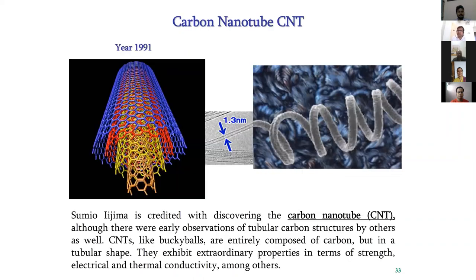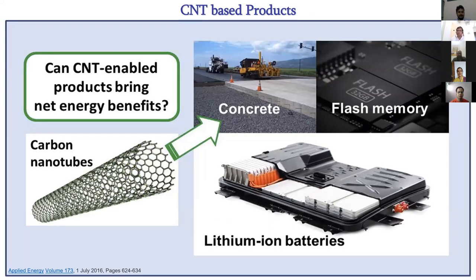Another example is carbon nanotubes, discovered in 1991, one of the very stable materials, with several extraordinary properties in terms of strength, electrical and thermal conductivity, surface area, and several other things. It's made up of only carbon, like the coal that we see, right? But the same carbon material, when in the form of a carbon nanotube, has very different properties. And carbon nanotubes are used in a range of applications: in concrete, in flash memory, in lithium ion batteries. They are being used right now.